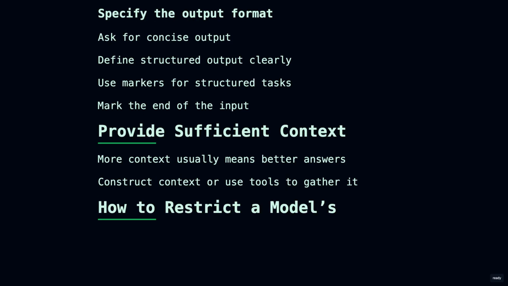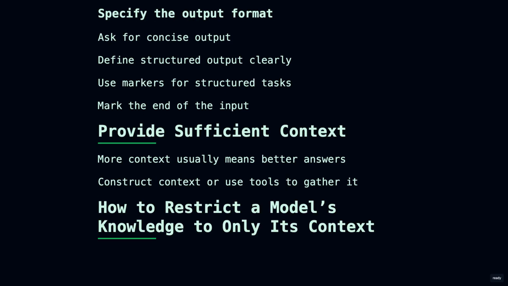In this section, we'll look at how to make a model answer using only the information you give it. This matters most in simulations, role play, and retrieval-style tasks where outside knowledge would break the illusion or the constraint.